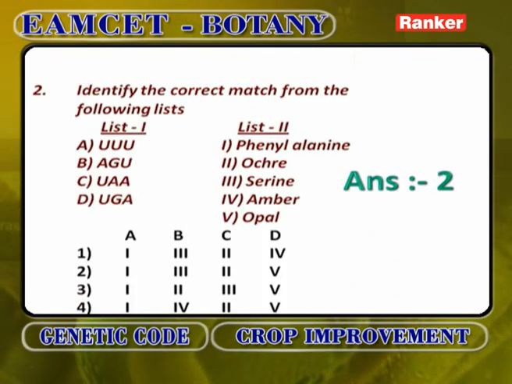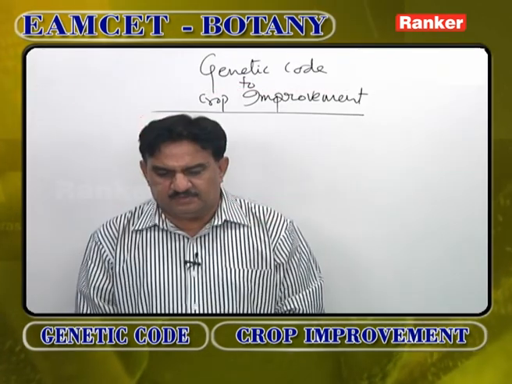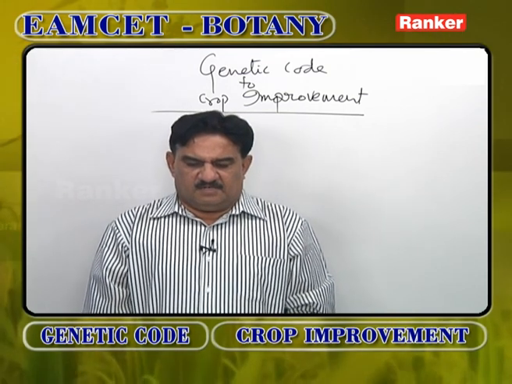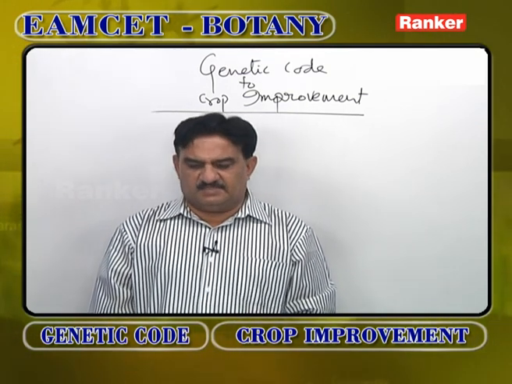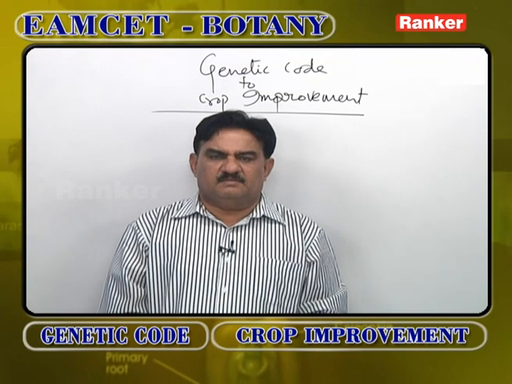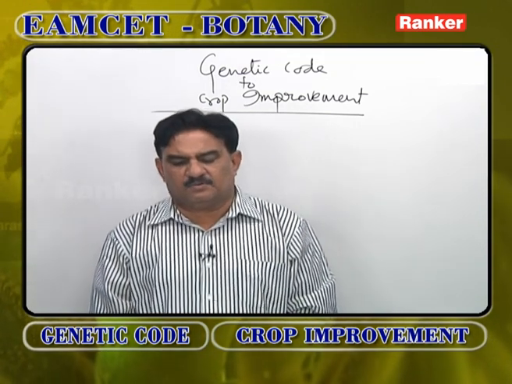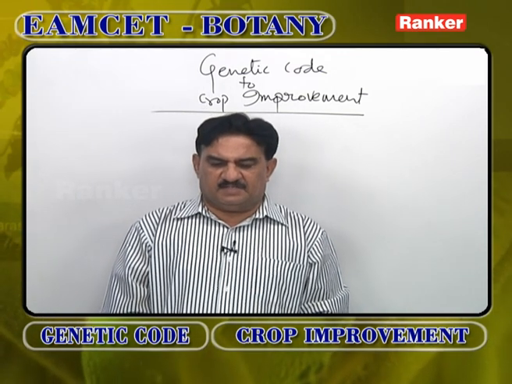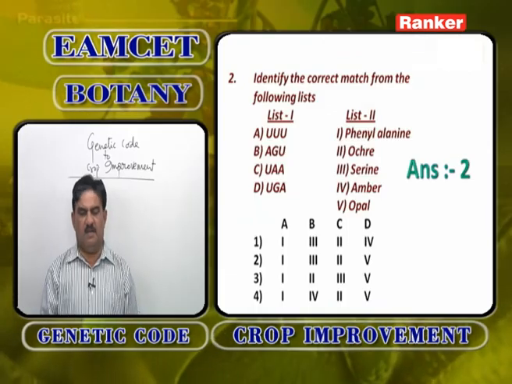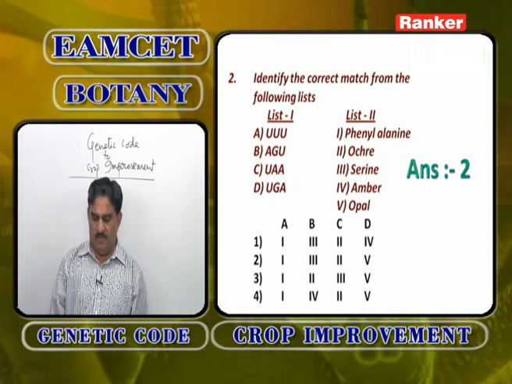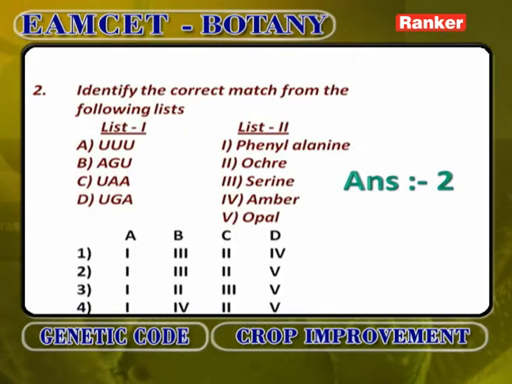Now, identify the correct match from the following list. UUU, AGU, UAA, UGA. On one side, a codon is given. On the other side, which amino acid this particular codon codes for. Identify the correct match. A is always 1. UUU codes for phenylalanine.